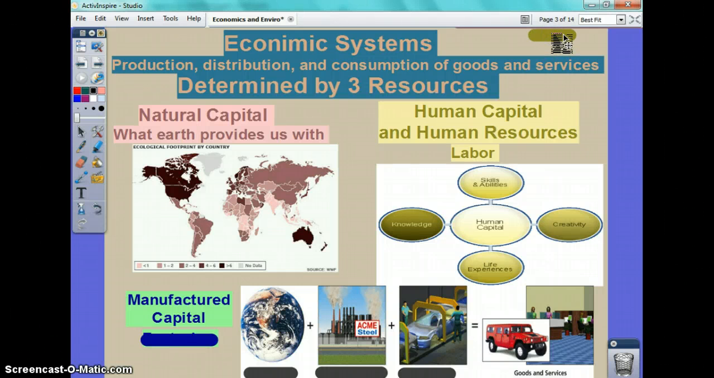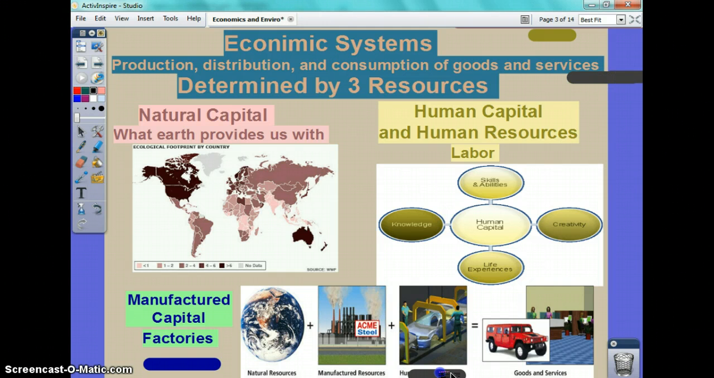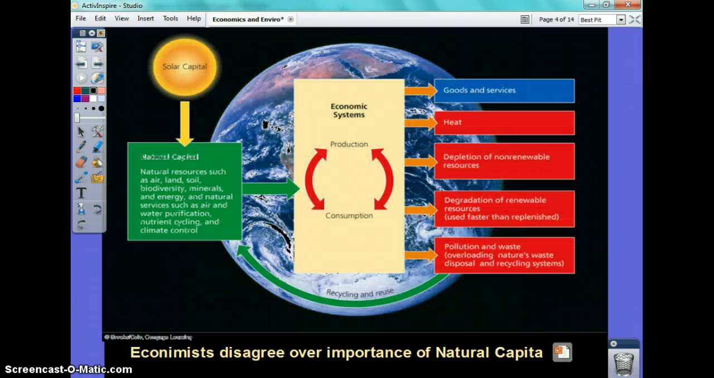Manufactured capital. What's that? Technology. Technology's in there. Like it's manufactured goods. Correct. It's the factories and the production of the goods. And it involves natural resources, manufacturing of the resources, human resources, and then you get the goods and services as the end result.